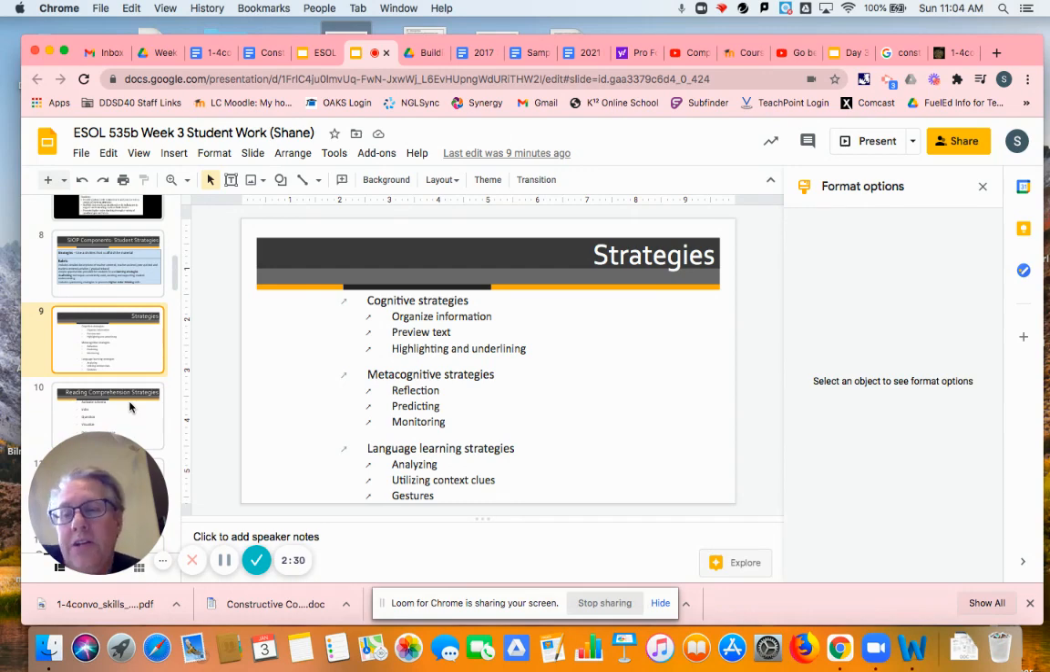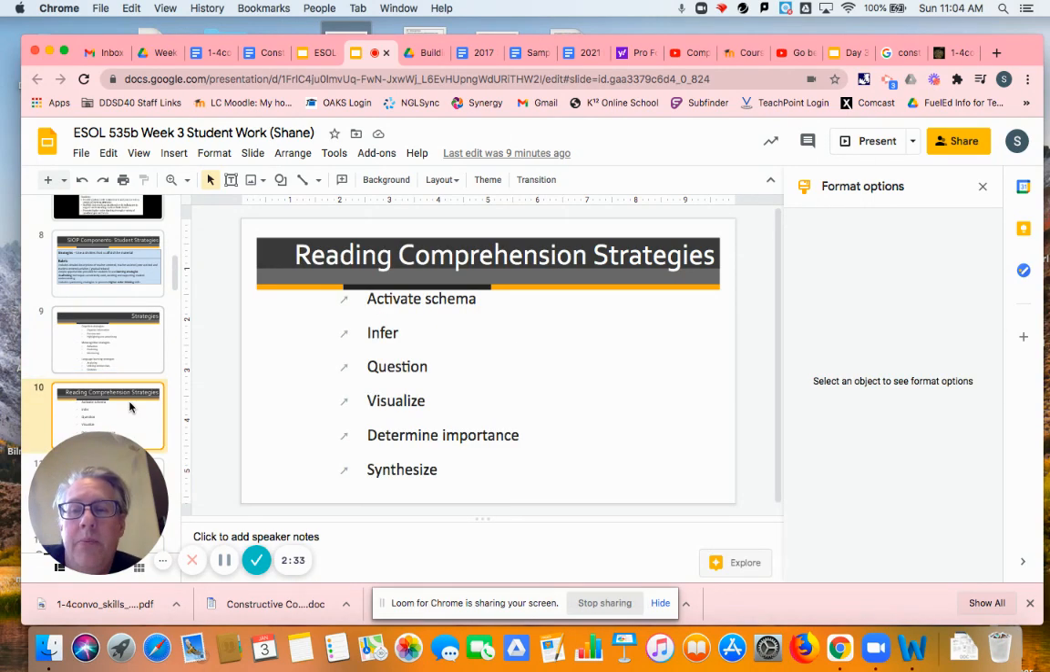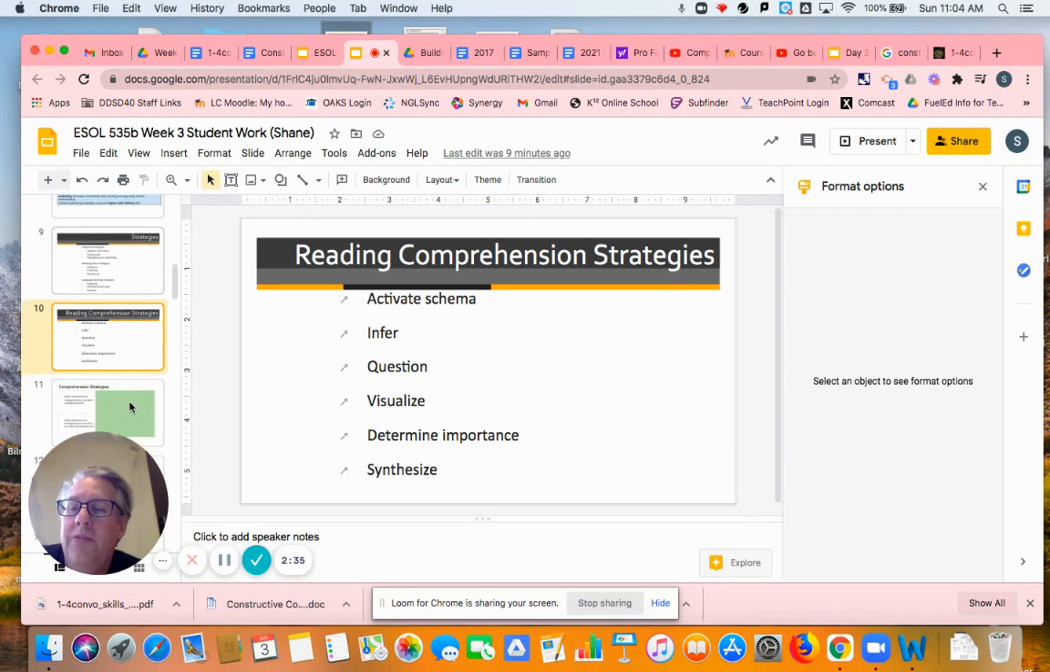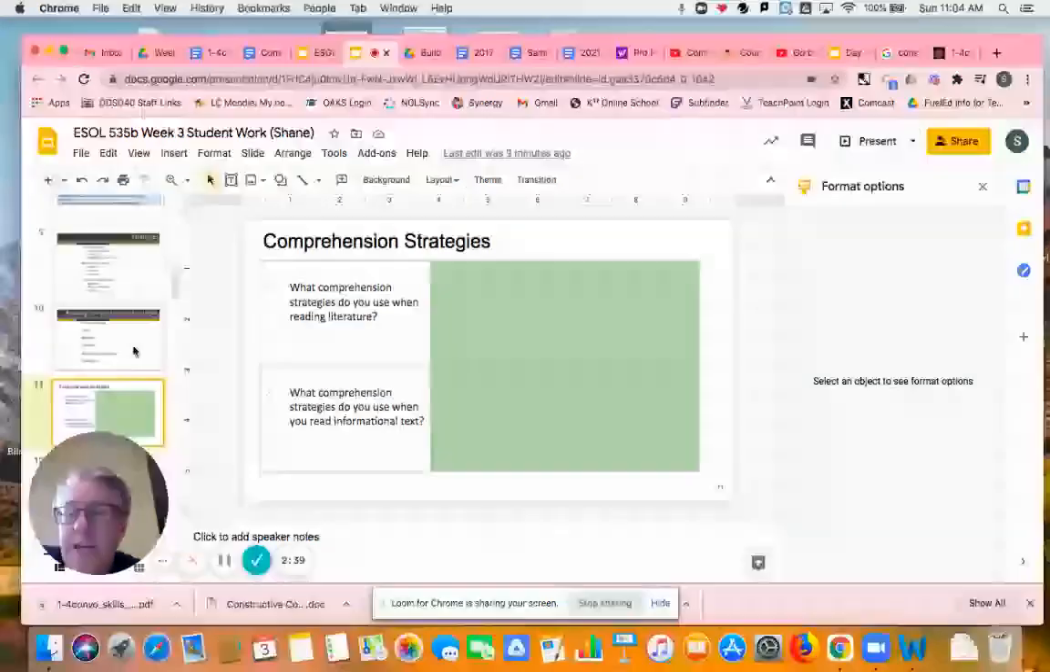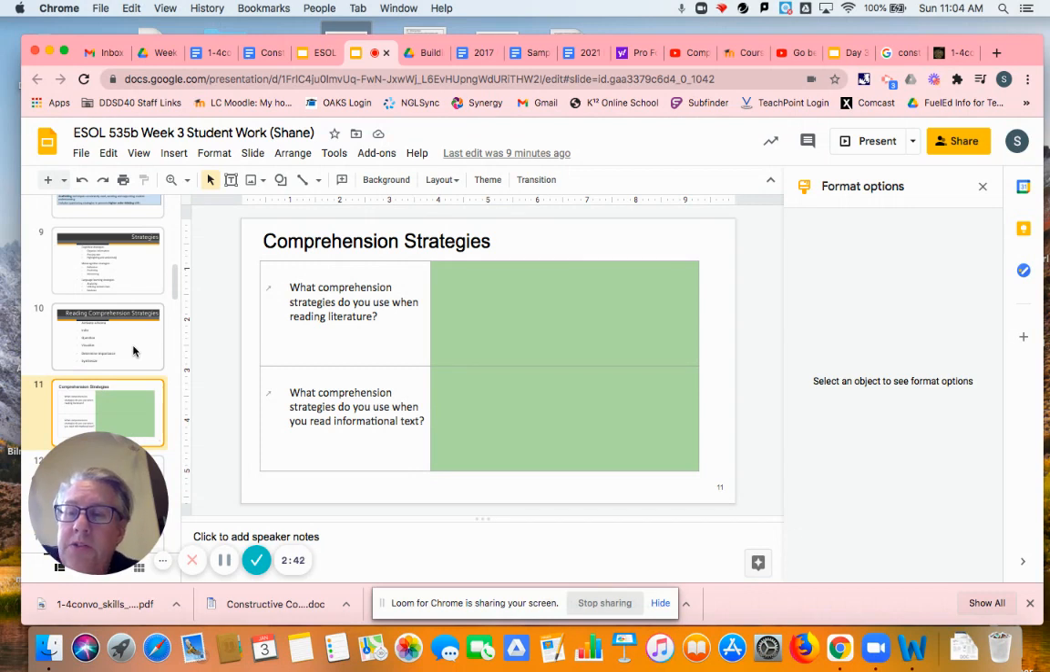We're going to be looking at an overview of the reading comprehension strategies and how you make sense of your own reading comprehension. What are the tricks and techniques you use? How can you be aware of bringing those to your learners?